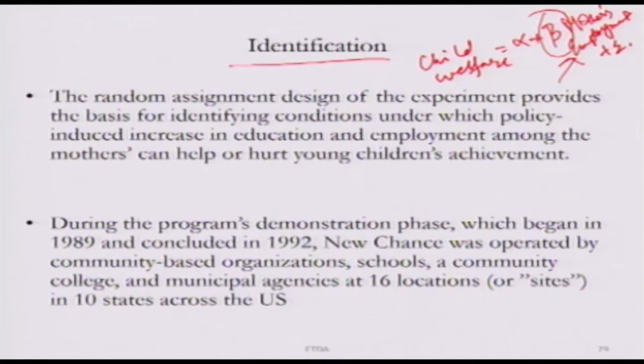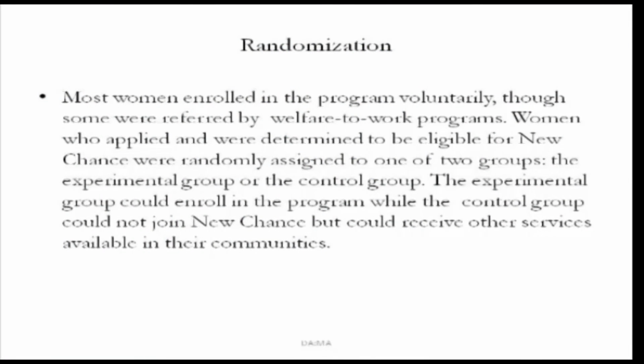So, this particular program is called the New Chance program. During the program's demonstration phase, which began in 1989 and conducted in 1992, New Chance was operated by community based organizations, schools, a community college and municipal agencies at 16 locations in 10 states across the United States. How did the randomization work?